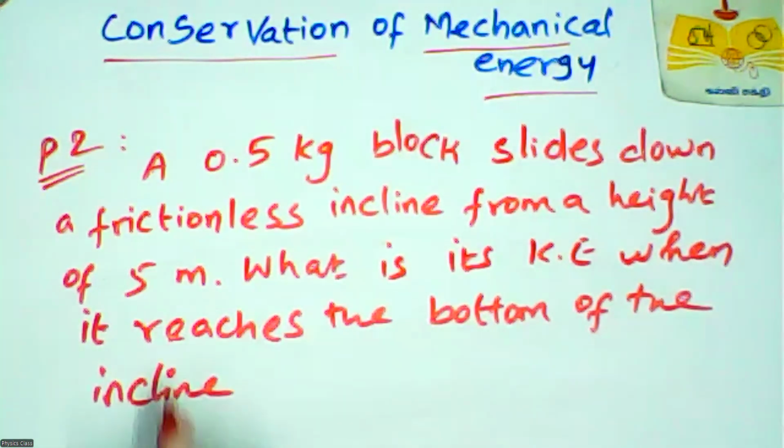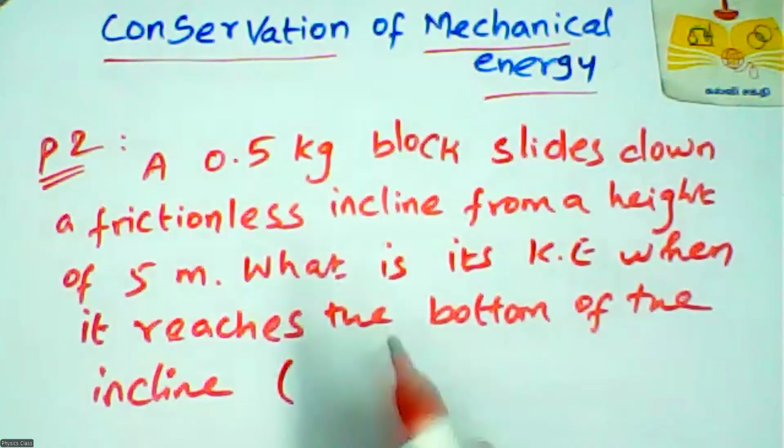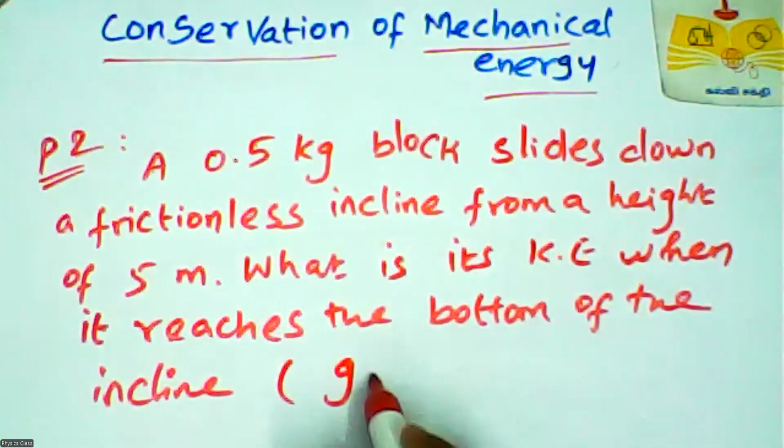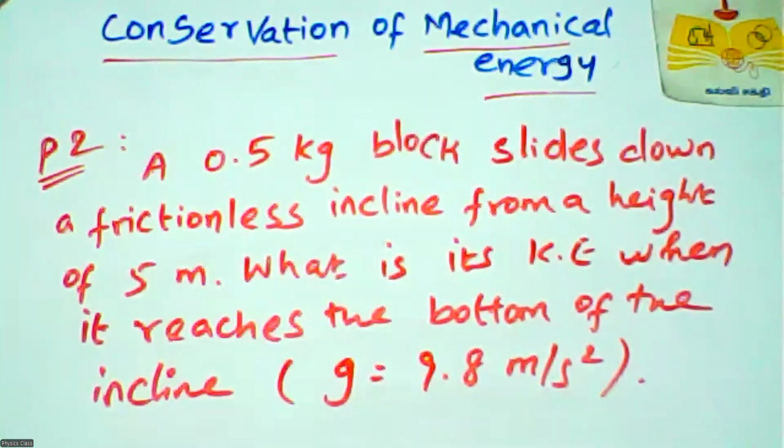This is another problem which is very important. Here also we can assume that g is equal to 9.8 meter per second square. So just look at this problem. A 0.5 kg block slides down a frictionless incline from a height of 5 meters. What is its kinetic energy when it reaches the bottom of the incline?